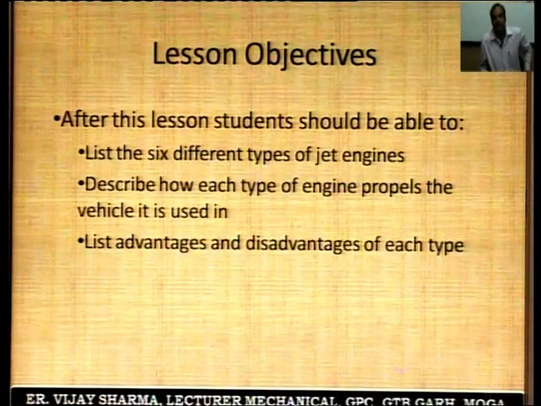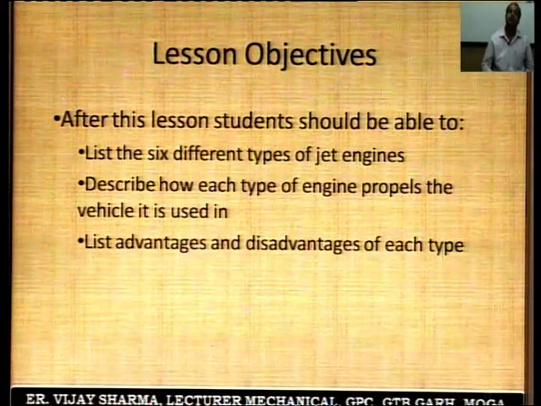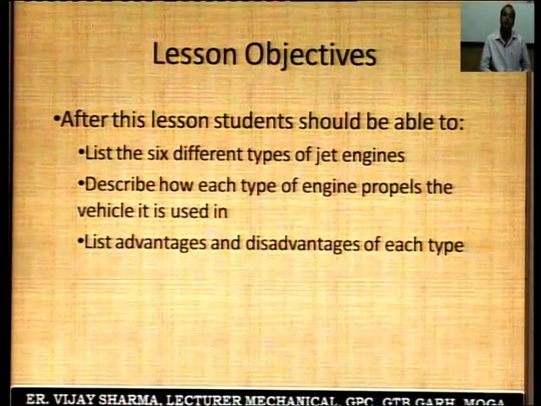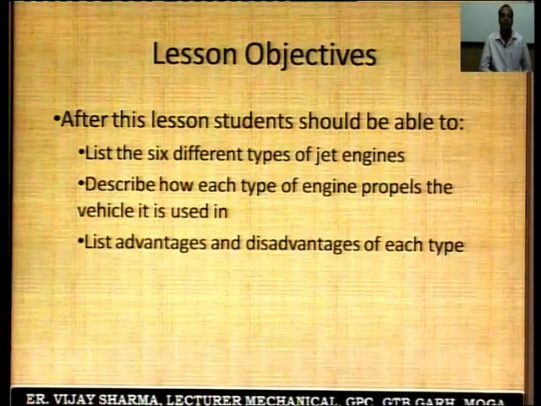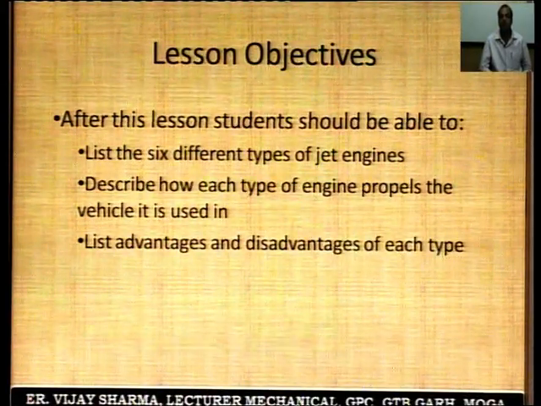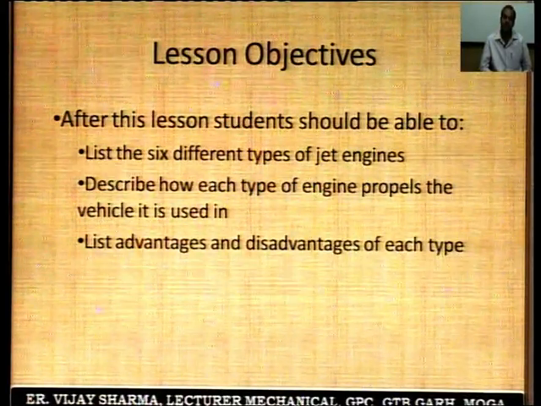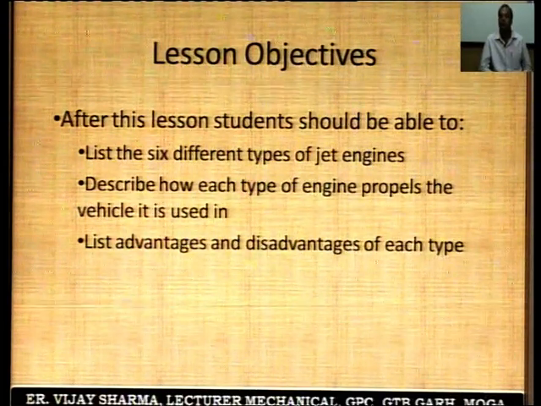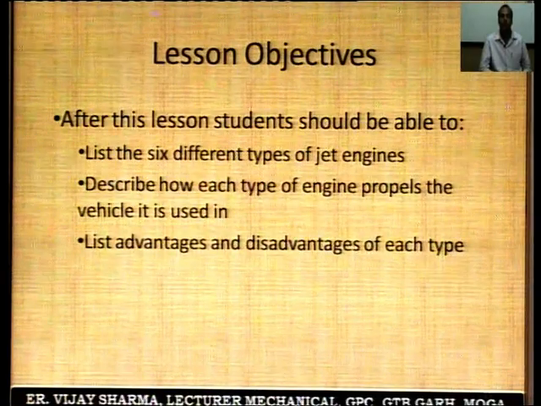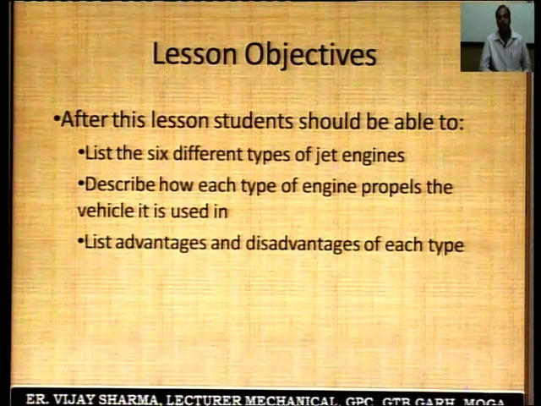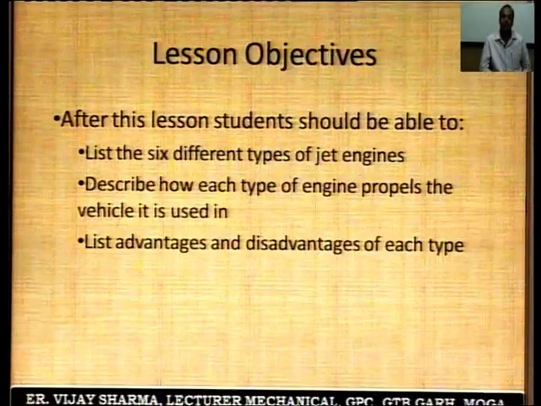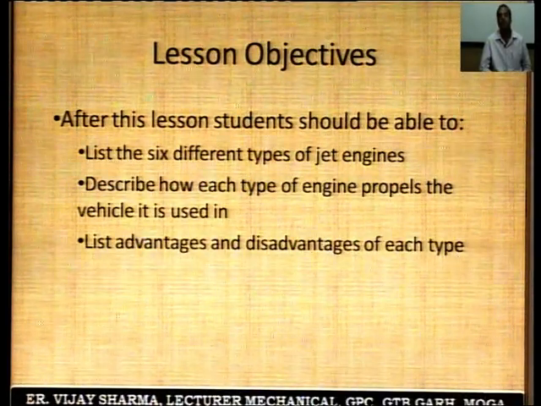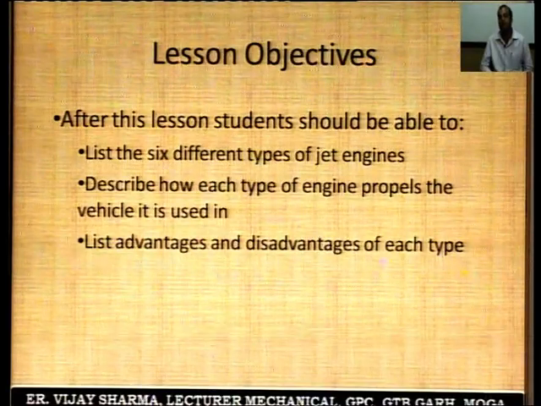In this lesson, some objectives are there. First objective, after this lesson students should be able to list 6 different types of jet engines. Second, describe how each type of engine propels the vehicle it is used in. The third objective is to list the disadvantages and advantages of each type.